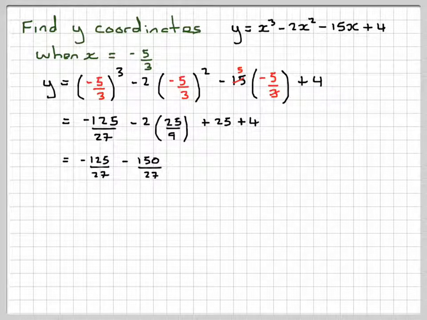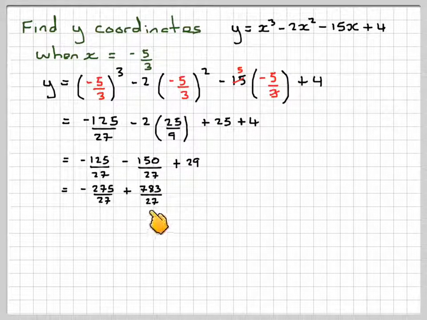So this is going to give me minus 125 over 27. 2 times 25 is 50, but we want to put it over 27 as well, so it's going to be minus 150 over 27 plus 29, which is 25 plus 4. That's going to give me minus 275 over 27, and 29 becomes 783 over 27, which gives me 508 over 27.